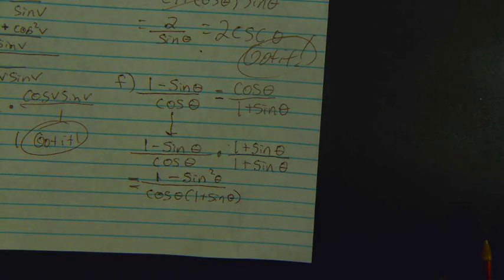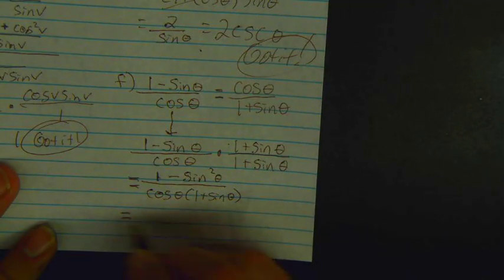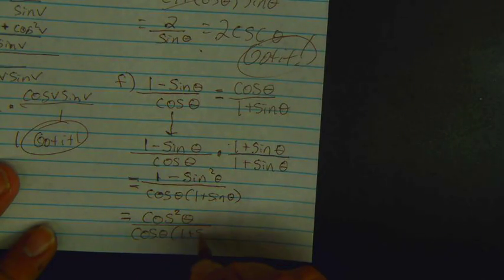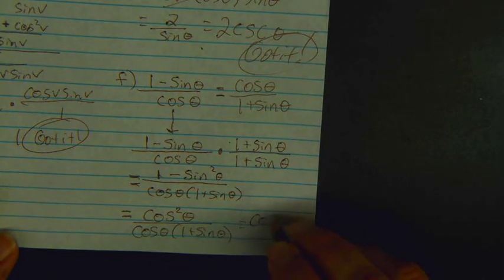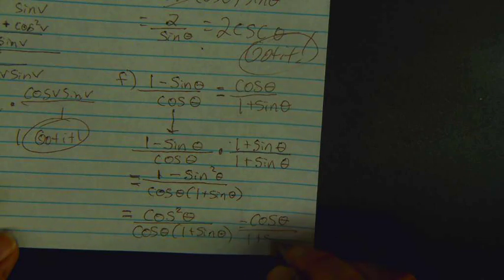And why did we do that? Because what's 1 minus sine squared? Cosine squared. Cosine squared is 1 minus sine squared. Sine squared is 1 minus cosine squared. So if you have a 1 minus sine squared, we could rewrite that as cosine squared. And now I have the cosine on the bottom with the 1 plus sine. In this case, you can cancel the cosine on the bottom with one of the ones on top because they're just being multiplied by something. So that's going to give us cosine theta over 1 plus sine theta.